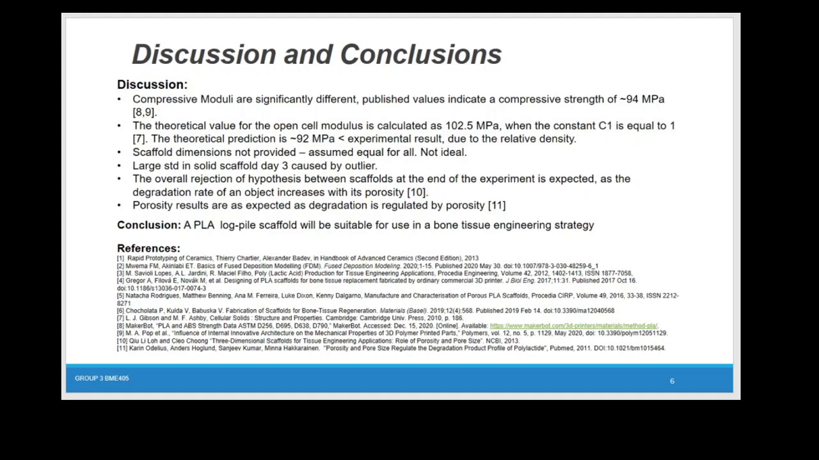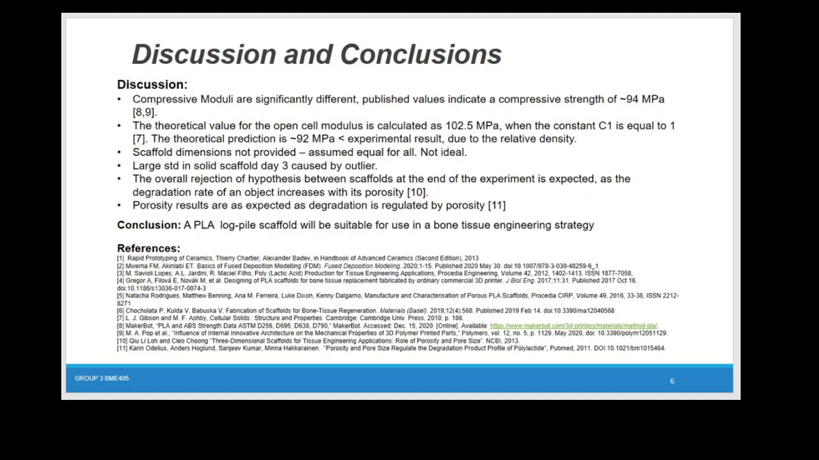In conclusion, for our compressive modulus using a relative density of 52%, the modulus is that of the strut material. The theoretical value for the open cell modulus is calculated to be 102 megapascals with constant C1 as per Gibson and Ashby literature. The theoretical prediction is 92, which is less than the experimental result, primarily due to density, along with the outlier that was mentioned earlier.